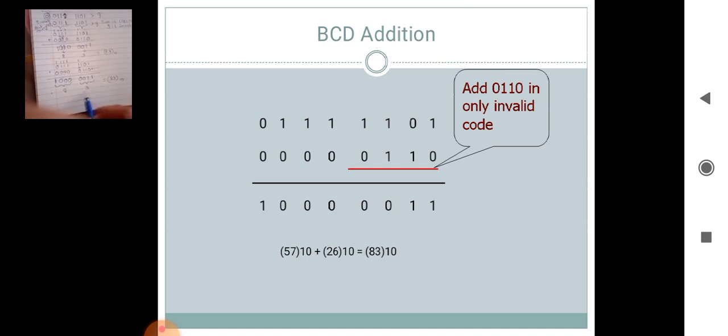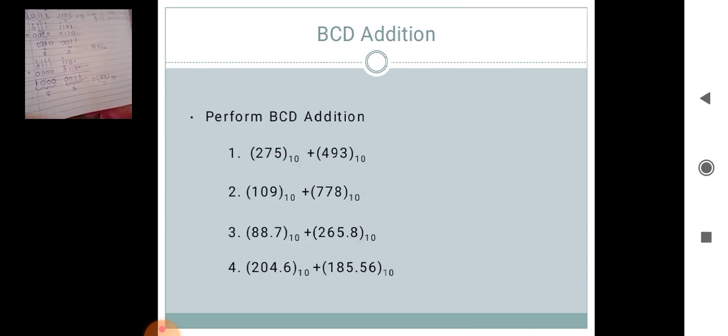So this is the answer 83 which you are expecting as a decimal. So here 8 has come in 4-bit binary, 3 has come in 4-bit binary. So both the results have come in 4-bit binary. That's why our answer is correct in BCD addition, right?